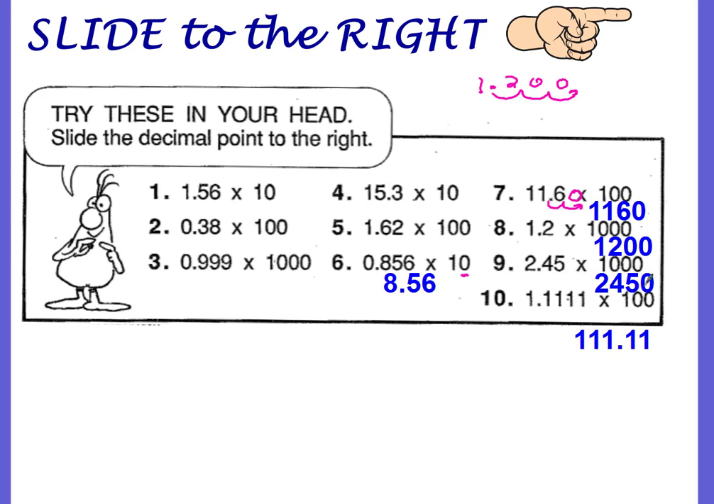For number 9, 2450, again, you're going to slide it 3 places. There is 1 hole, so we had to annex that 0. And then number 10, 111 11/100ths. How'd you do? It's pretty easy. So this is mental math that you can do, or all you have to do is just think about sliding that decimal point versus having to do the long multiplication. Do you really want to sit there and do 1.1111 times 100? No, not when you can do it mentally.